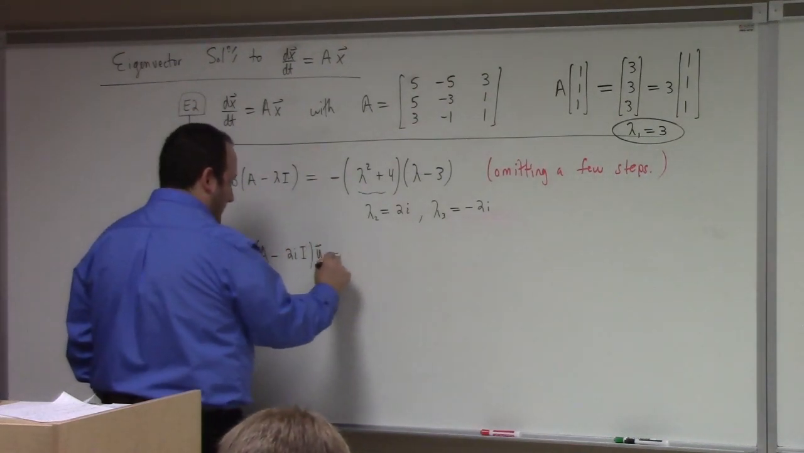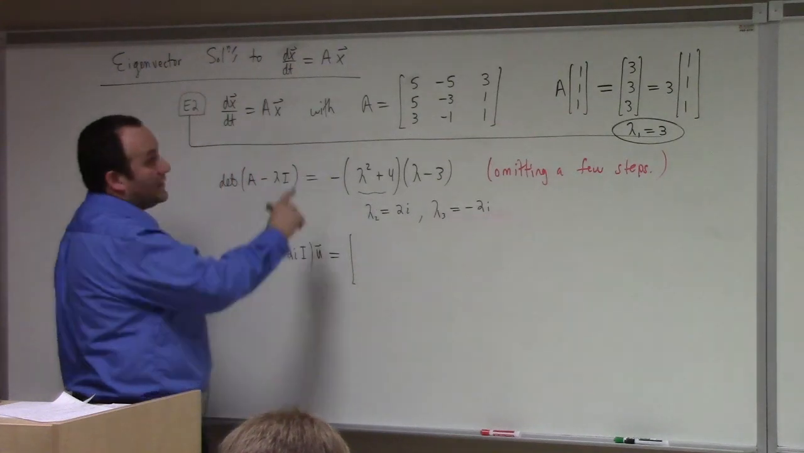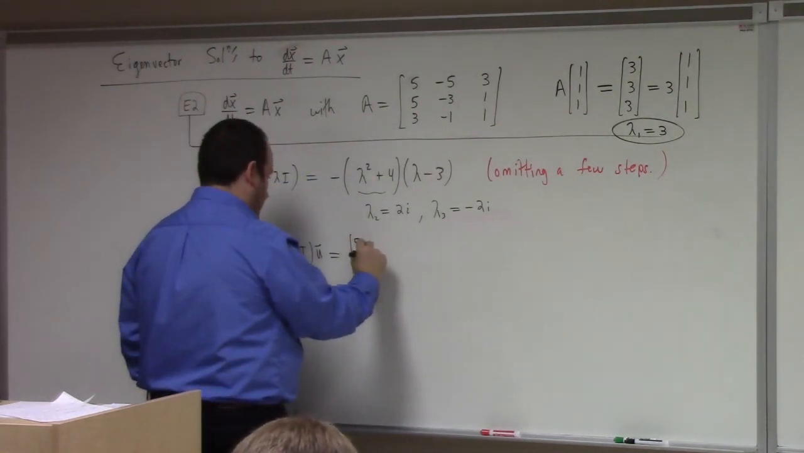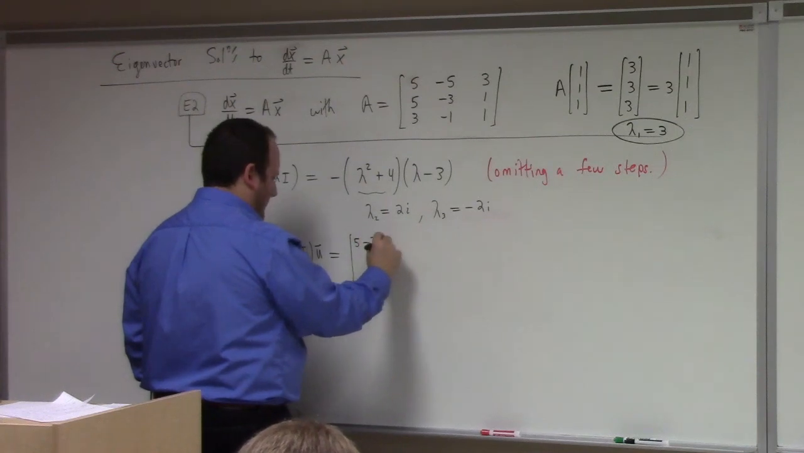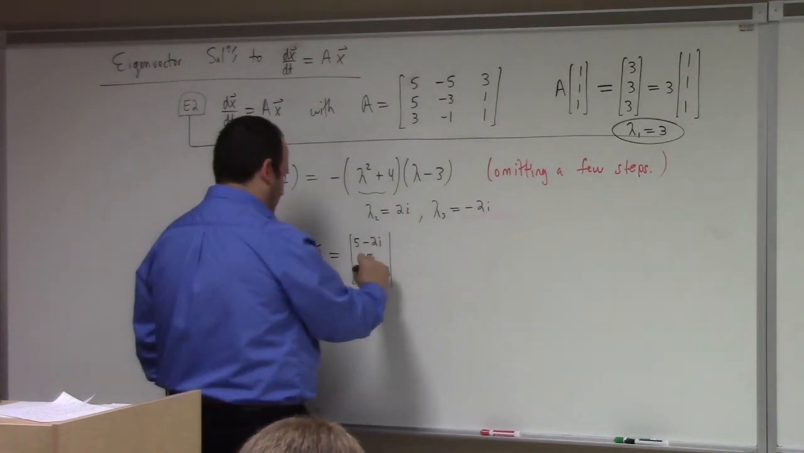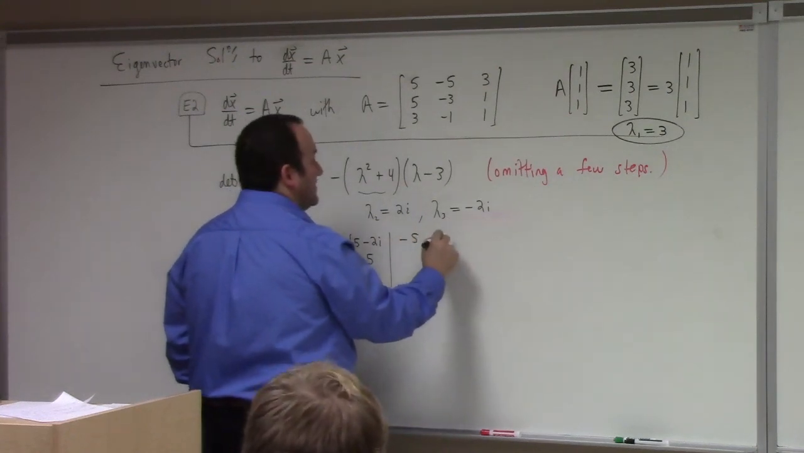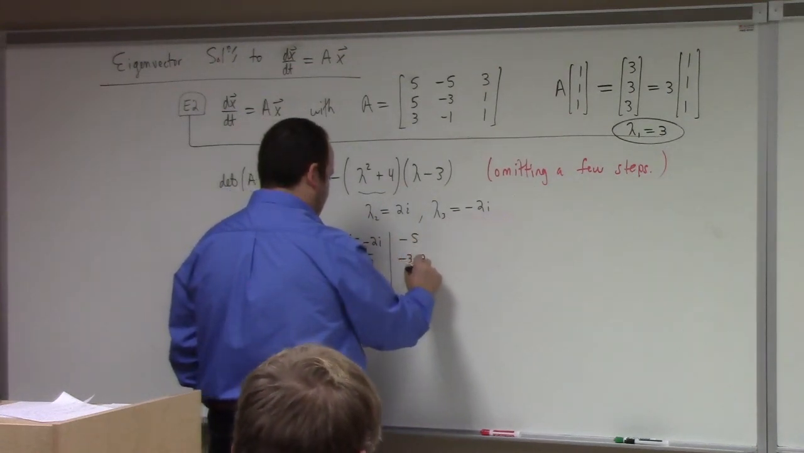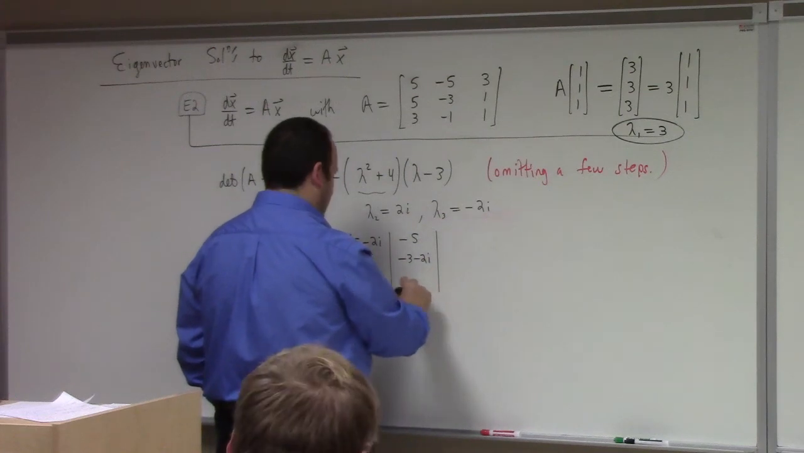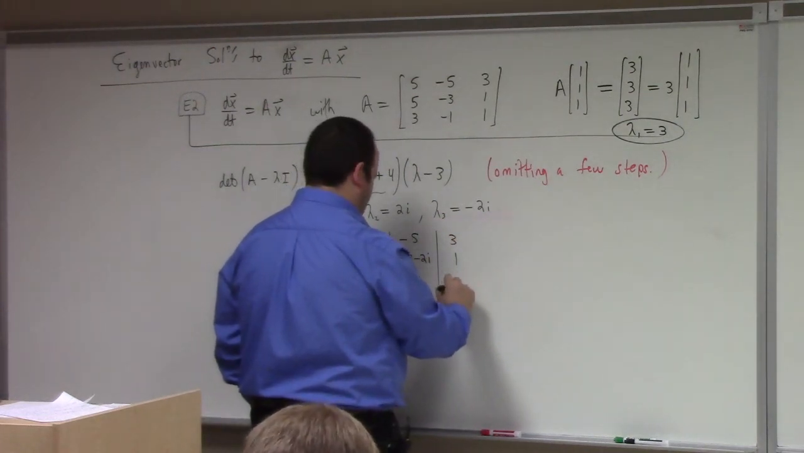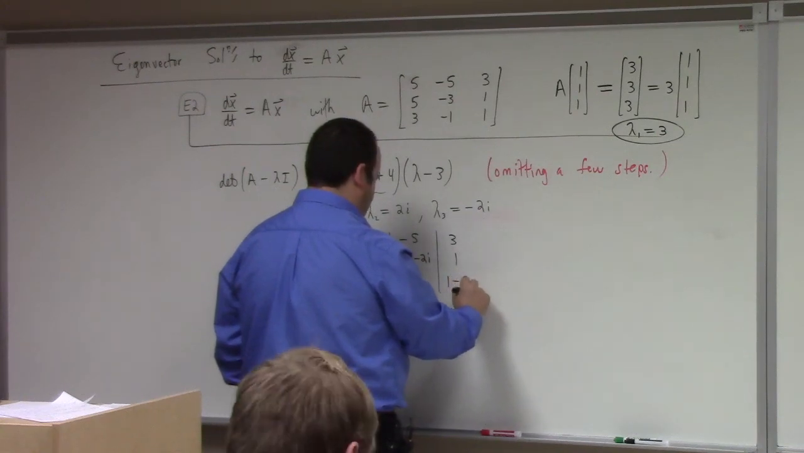What's that going to look like? 5 minus, oh, why have I signed up for this one? I should have made an easier problem. Goodness gracious, 3 minus 5, I'm going to regret this. Minus 3 minus 2i, yeah, why did I do this? Minus 1, I'm sorry, I'll stop. 3, 1, ay caramba. 1 minus 2i, yowzers.